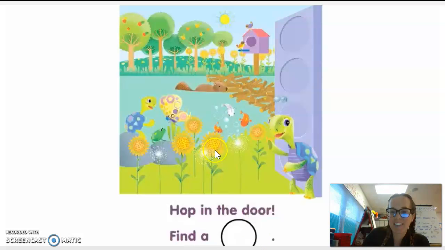I see some on the center of the flower, on the door. I see a circle on the birdhouse. Even the trees are kind of shaped like circles, and the sun. Circle.